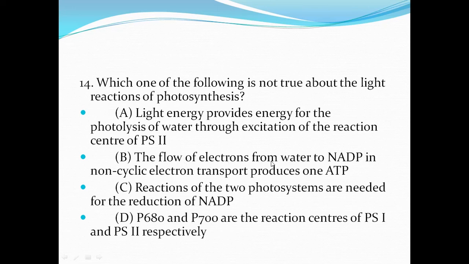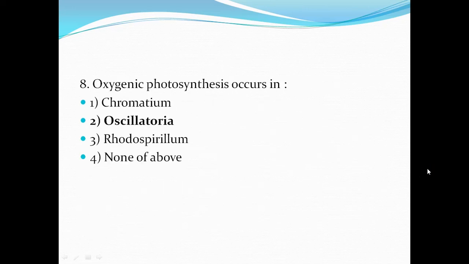The flow of electrons from water to NADP in non-cyclic phosphorylation, electron transport produces 1 ATP. Now the flow of electrons from water to NADP in non-cyclic electron transport produces actually 1 NADPH, not 1 ATP. So NADP is reduced to NADPH, not ATP. So this is the incorrect statement. Now this question we have to check again. We'll see this.